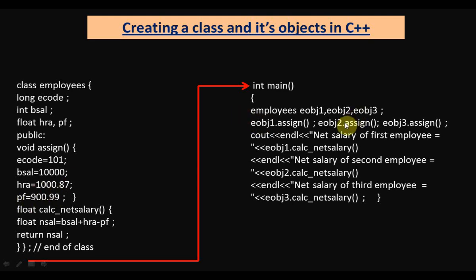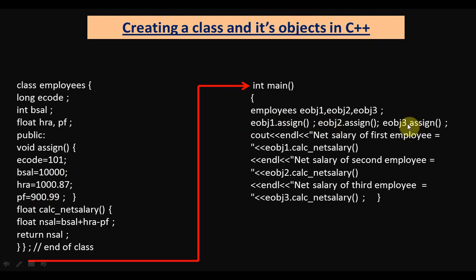Now see the second statement, this third statement, eobj2.assign. Now what is going to happen is again the same method assign is going to be called, but this time the current object is eobj2. So whatever takes place within the body of the member function assign will be totally in the context of eobj2, our current object. Hence these values 101, 10,000 and whatever other values of HRAPF, they are going to be assigned to eobj2.